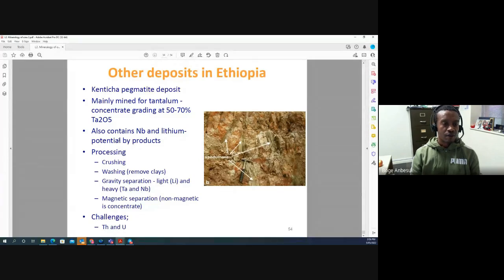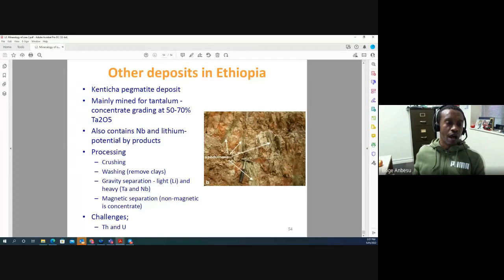And typically for that, they use crushing and then gravity separation, where the heavy part essentially contains the tantalum and niobium, and then follow that up with magnetic separation. And the magnetic part usually contains magnetite, so it's waste. The non-magnetic part is the concentrate, and that is what typically is sold as a tantalum concentrate containing 70% tantalum pentoxide.